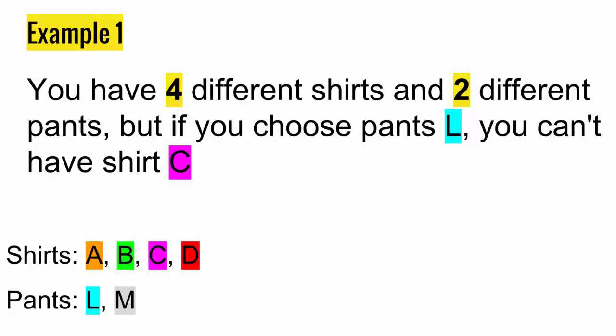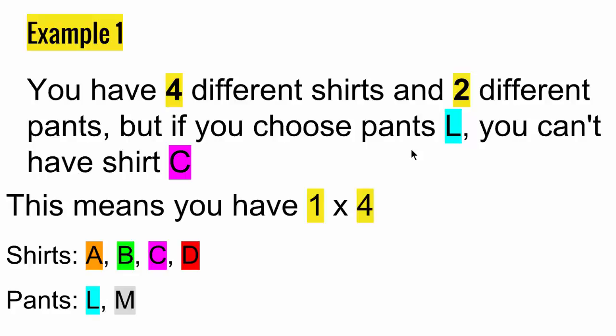However, in the previous examples, they were not dependent, they were independent. That's why we just multiplied the counting of one event times the counting of the other. It was just m times n. However, we cannot do this here because these events are dependent. Choosing shirt C depends on whether we have an L or not. So let's see how we can solve this problem. We have 4 different shirts and 2 different pants, but if you choose pants L, you cannot have shirt C. So let's see how many different outfits we can have based on this condition. Well, this means we have 1 times 4 shirts and pants where our pants is M.